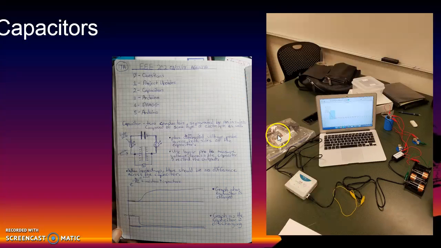Yeah, that was a cool little experiment that we did in class. And we learned, of course, about capacitors, which are able to hold charge, what role they play in a circuit, and what they do, so on and so forth.